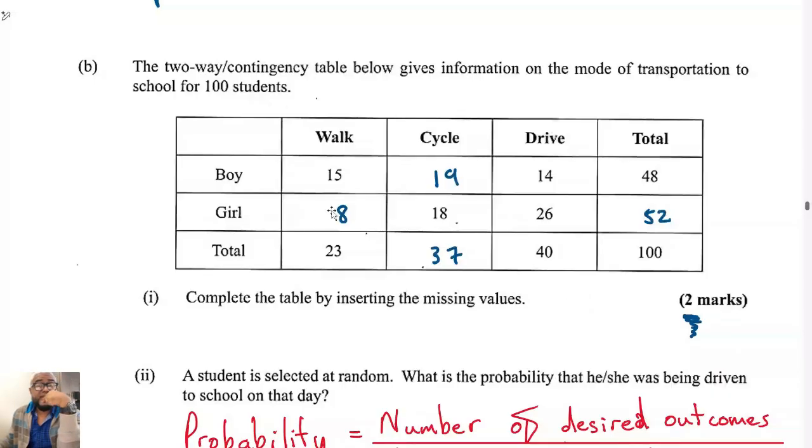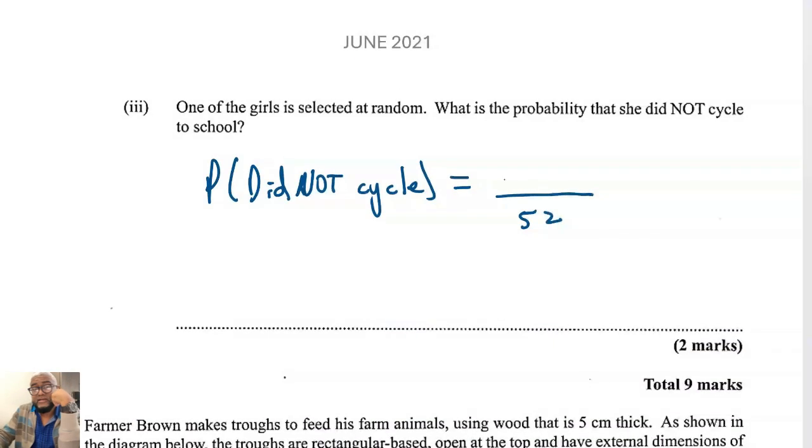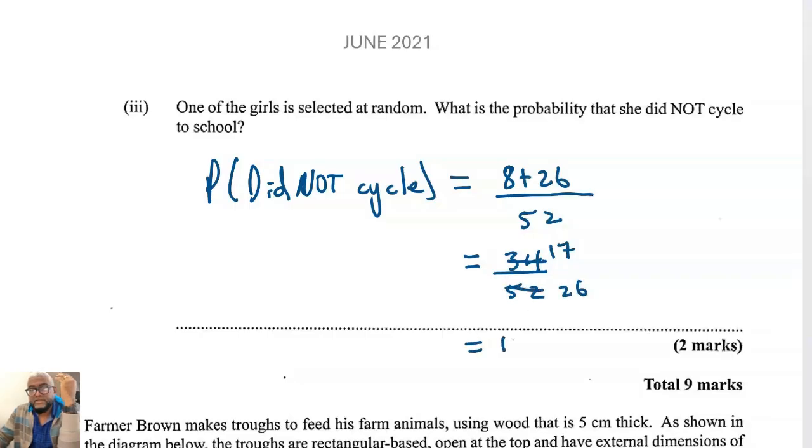Dimitri, 8 girls walk. How many girls were driven? So I need to have 8 plus 26, right? So it'll be 8 plus 26 over 52, which is what? What are we breaking that down to be? Well, it will be 34 over 52. 2 into 34 is what? 17. And 2 into 52 is 26. So this probability will be 17 over 26.